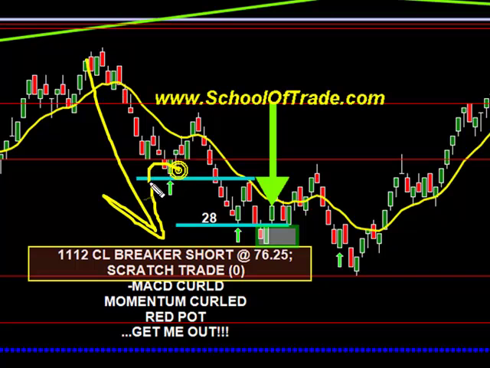Now we missed the first entry here, right? Missed the first one because momentum was pointing up. So we didn't take the first trade. We looked for the second. Now, of course, we had another swing low marked up here at 28s. We got in short at 25s.